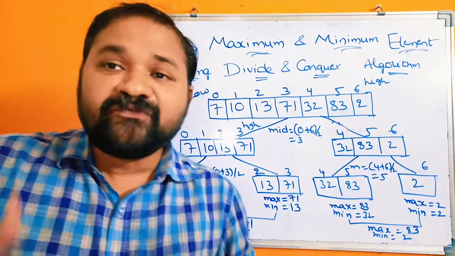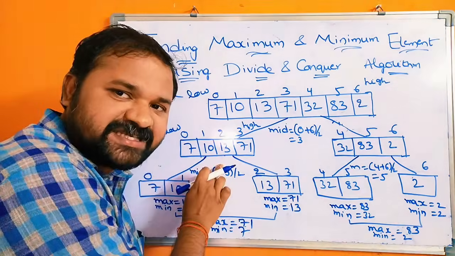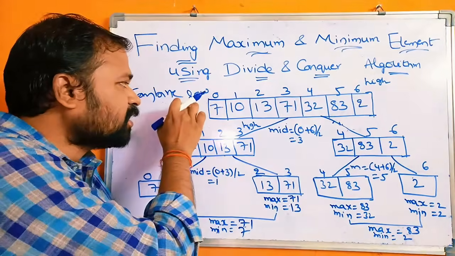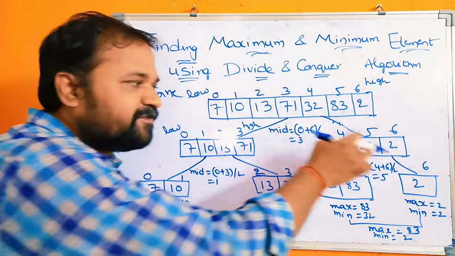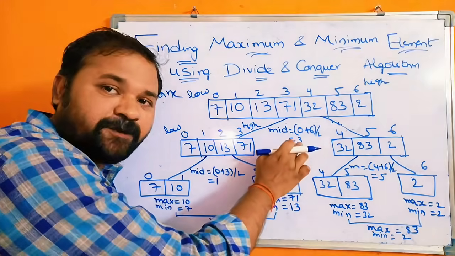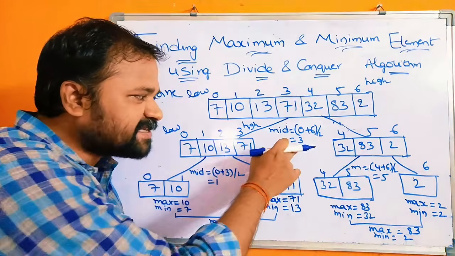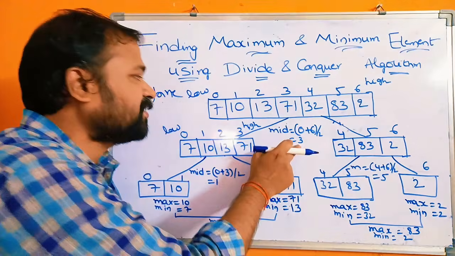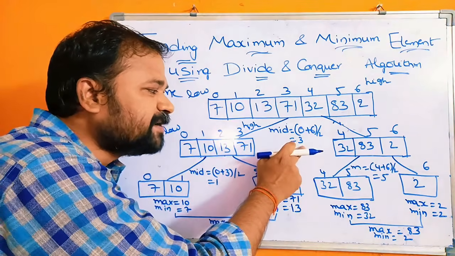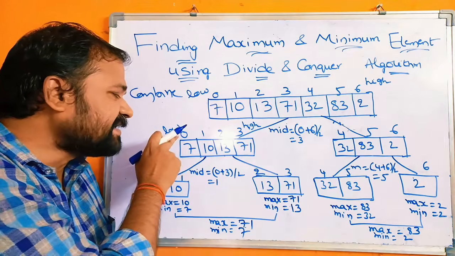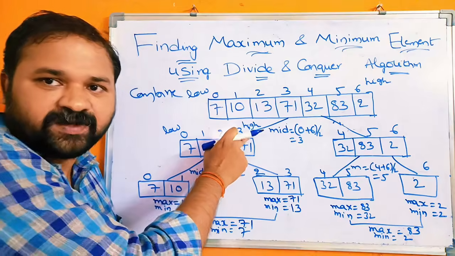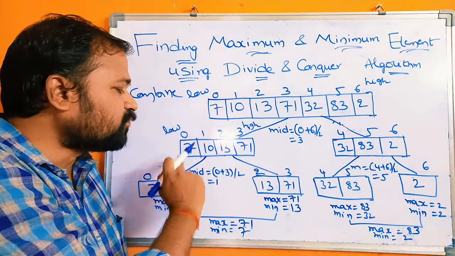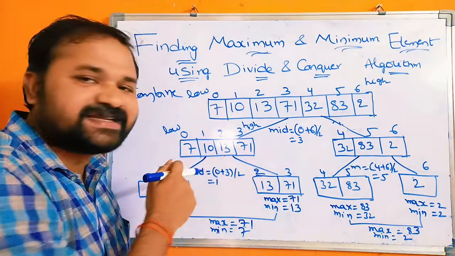Okay, so now we can have two lists. This is list 1, this is list 2. List 1 ranges from low to mid, whereas list 2 ranges from mid plus 1 to high. Here what is mid value? 3. So list 1 contains the elements from low to mid, that is, from 0 to 3. So indices 0, 1, 2, 3 hold the elements 7, 10, 13, 71.